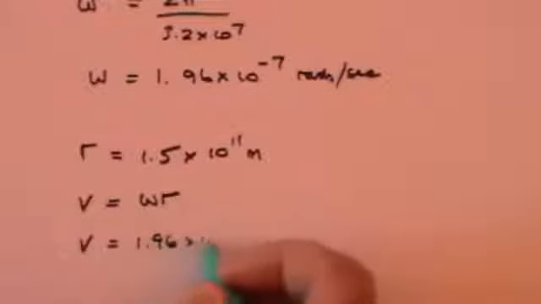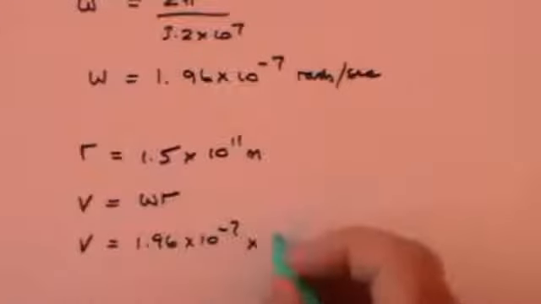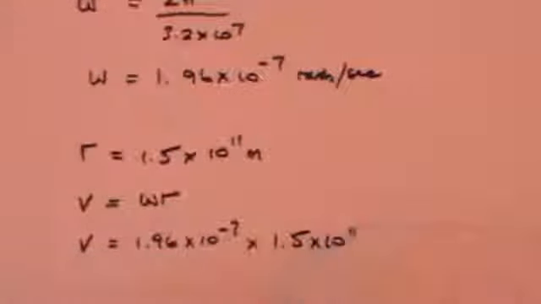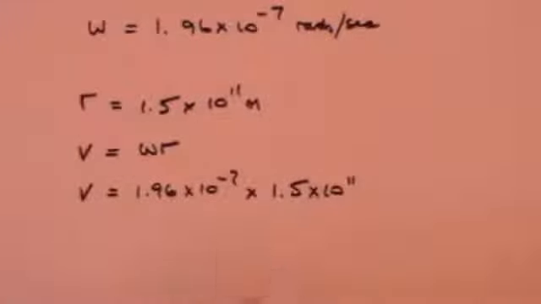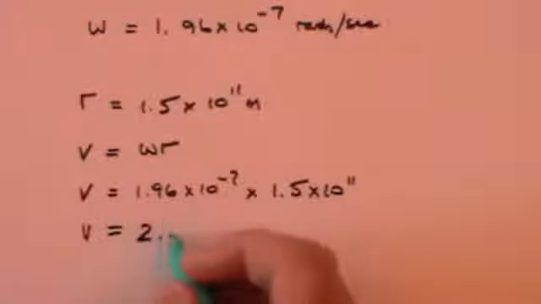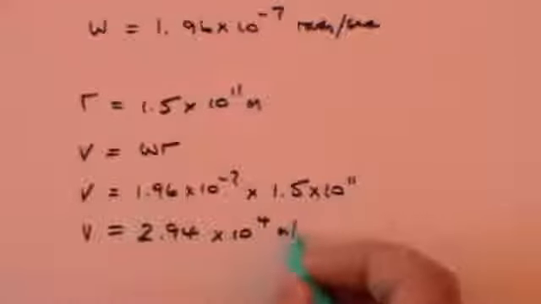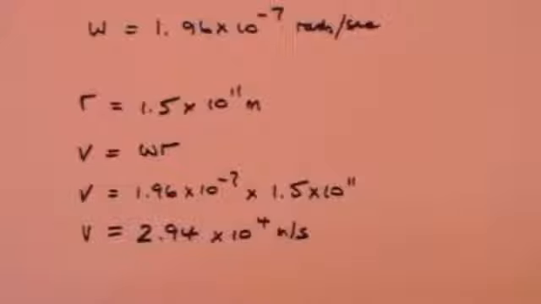So v is going to be the angular velocity that we just calculated, 1.96 times 10 to the minus 7, times the radius, which we've been given, is 1.5 times 10 to the 11. And if you simply multiply that out, you will get that that is equal to that v, the tangential velocity, is 2.94 times 10 to the 4 meters per second. So the Earth is hurtling around the Sun at a linear velocity of nearly 30,000 meters per second.